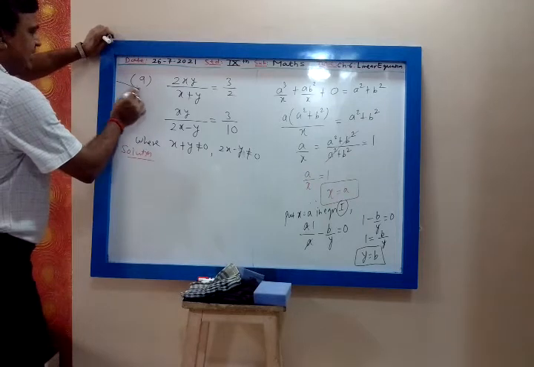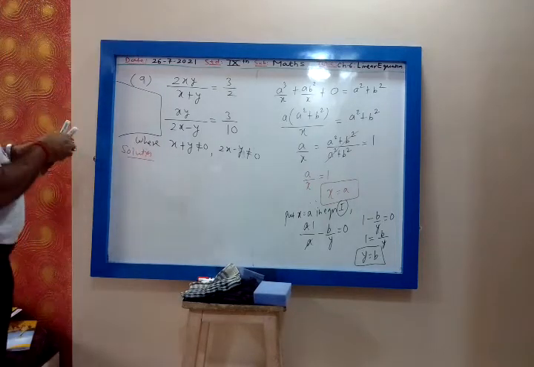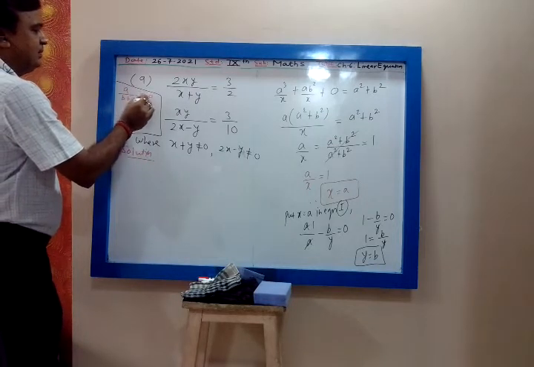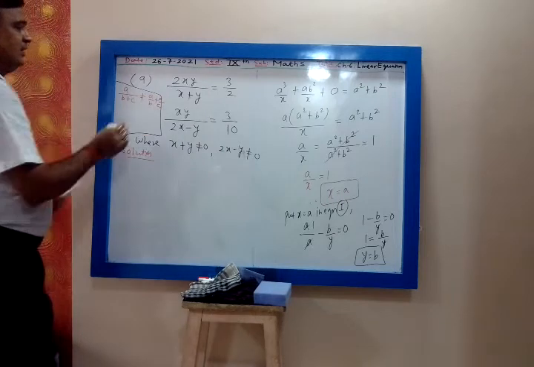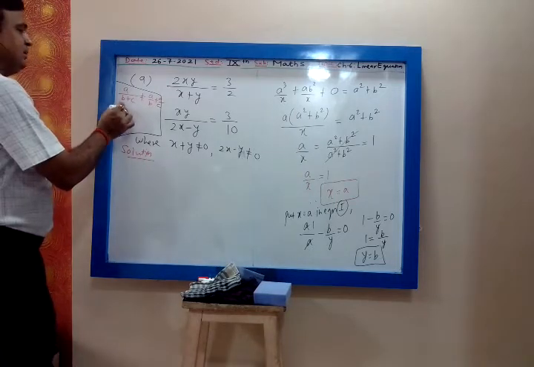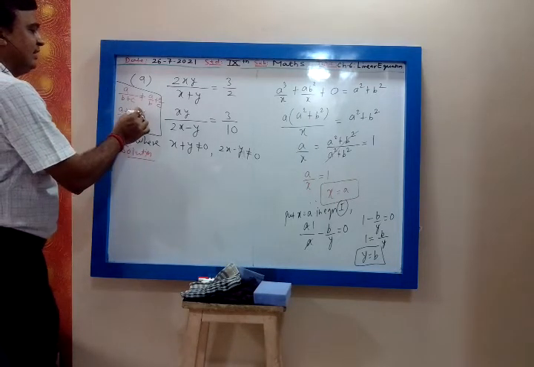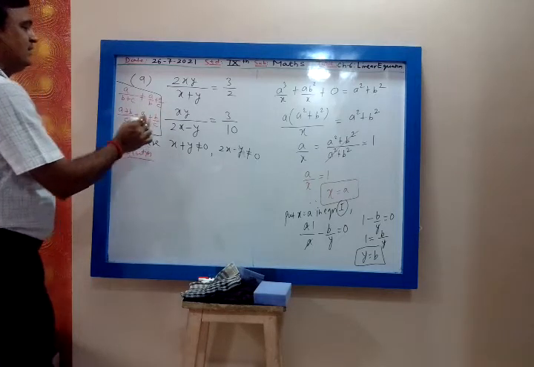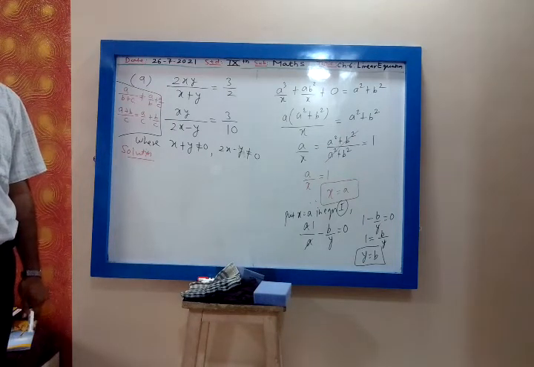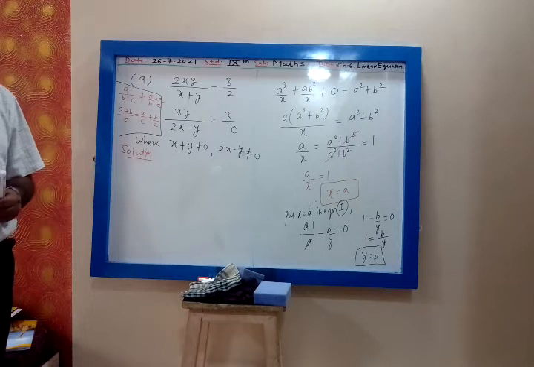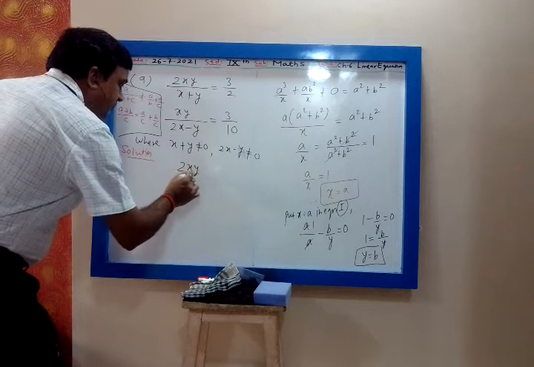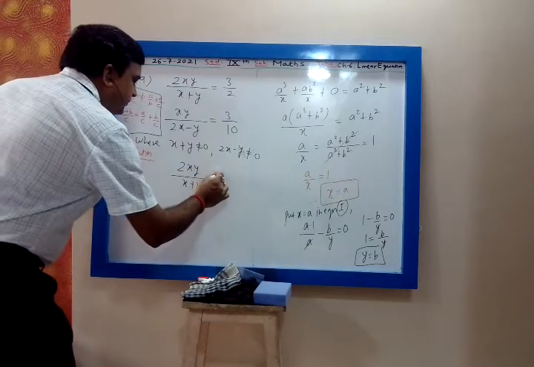see here, a upon b plus c, I cannot write as a by b plus a by c, remember this. A upon b plus c, I cannot write as a by c plus b by c. But if I have a plus b upon c, then I can write a by c plus b by c. Are you getting? Whenever the numerator has two terms, then I can split. But whenever the numerator has one term, we cannot split. So this is 2xy upon x plus y is equal to 3 by 2.